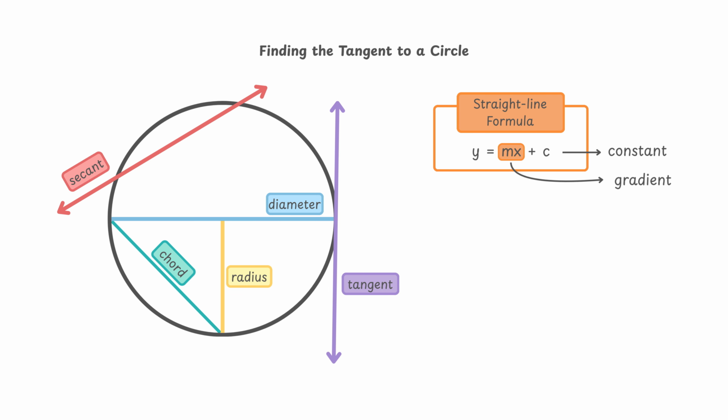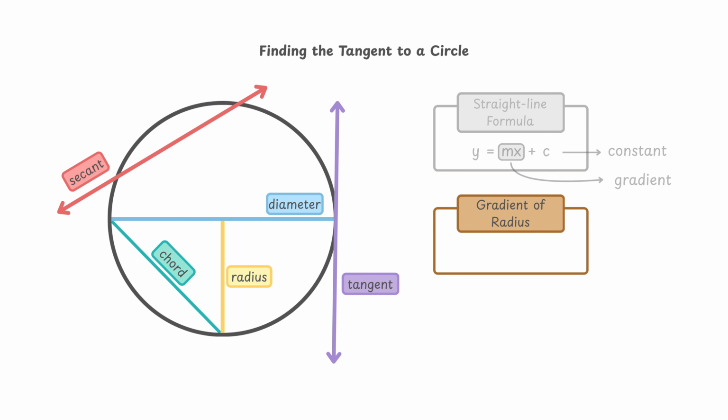So the first key idea we need is the gradient. Let's begin with the gradient of the radius. In this diagram, the gradient of the radius is written as b over a. This represents the change in y divided by the change in x. In other words, how much we move up or down compared to how much we move across. So if you are given a center and a point on the circle, you can find the gradient of the radius by using those 2 points.